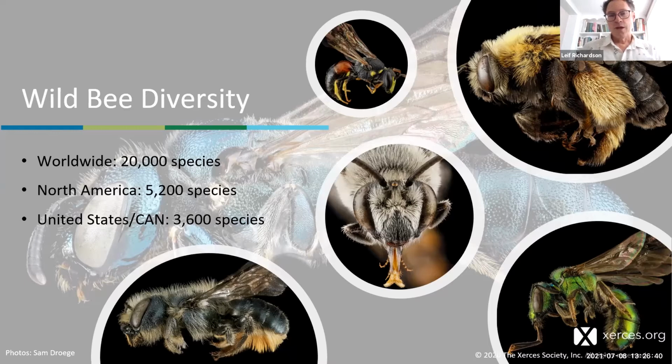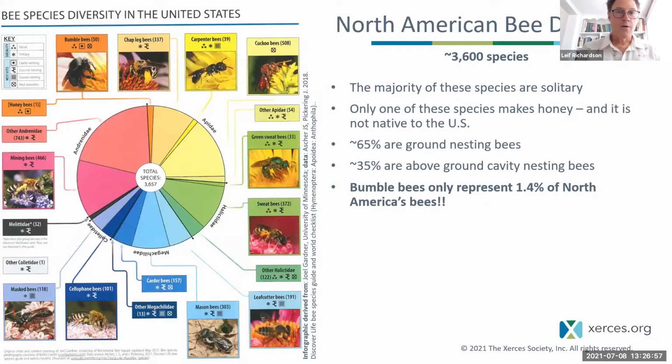In North America, we have about 5,200 bee species. These are the native species that occur here. And then just in the United States and Canada alone, that's 3,600 species. So dropping off the species that are in Mexico. And I will present some stats on just that last statistic now. This is a nice graphic that was made by a colleague named Joel Gardner at the University of Minnesota. It may be a little bit difficult to read, but it breaks up the diversity of those US and Canadian bee species by their genera.